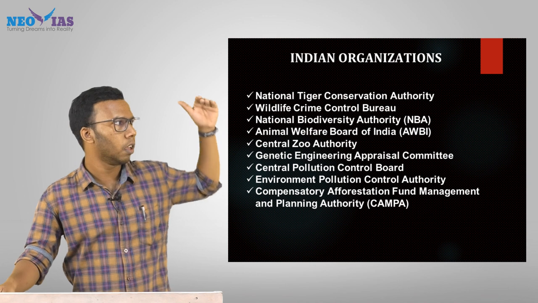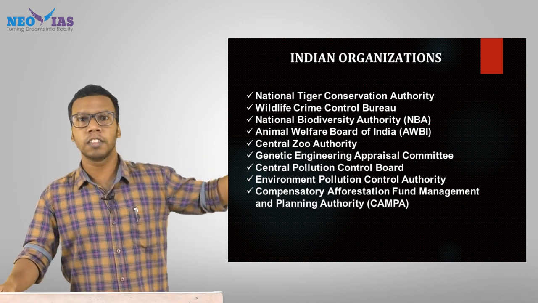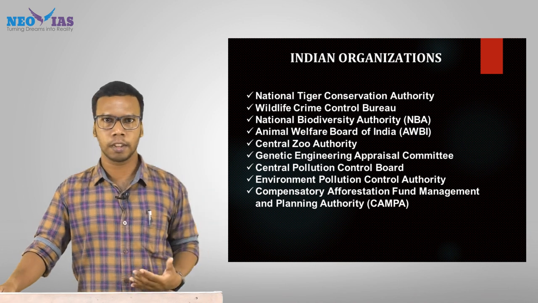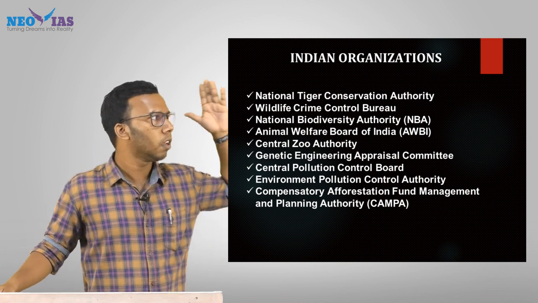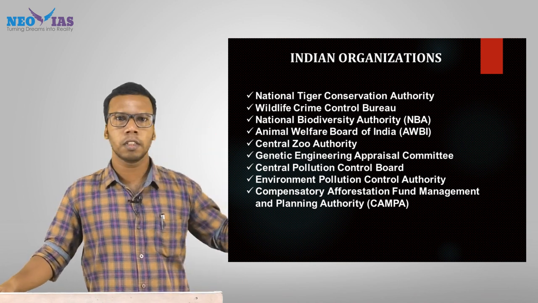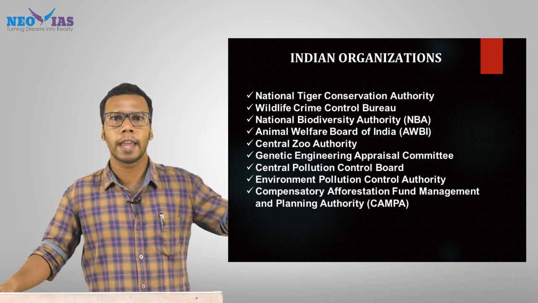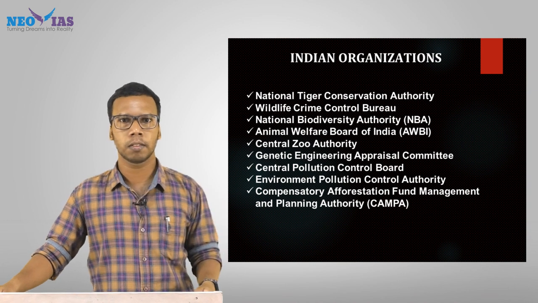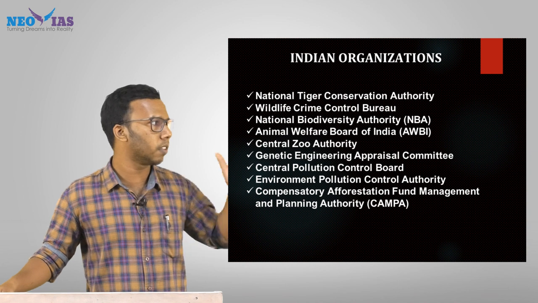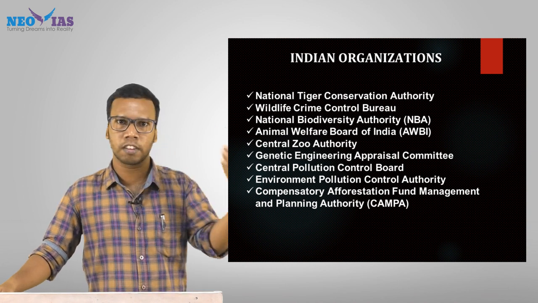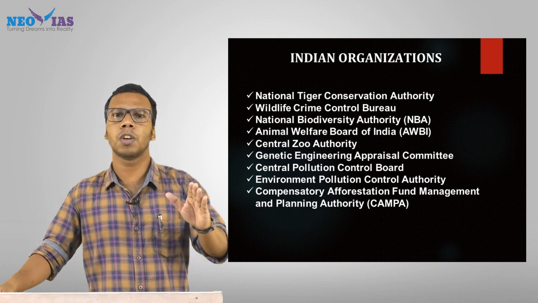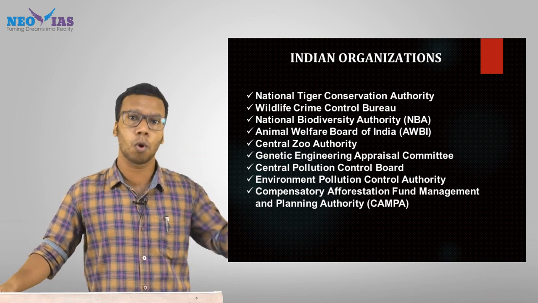For example, the National Tiger Conservation Authority is to administer Project Tiger, to establish and maintain the tiger reserves in India, or to protect the tigers in India. Then the Central Zoo Authority is to coordinate and maintain the zoos in India. Then the Central Pollution Control Board deals with pollution-related things. For the afforestation programs, we have the CAMPA Authority. So like that, you need to know the functions of that authority or organization.